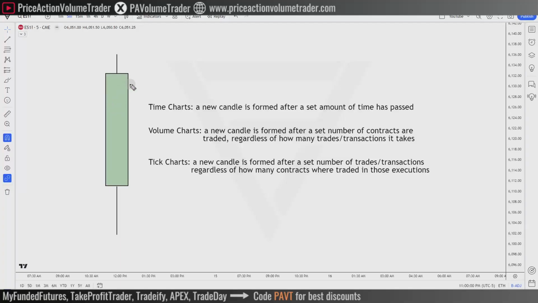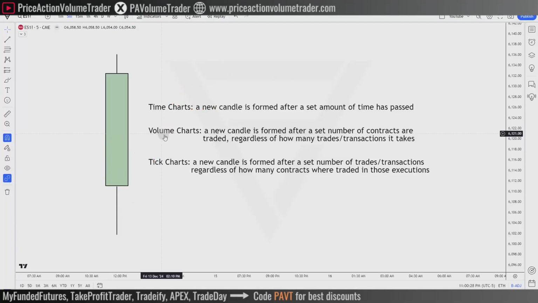So if this is a 5-minute candle, as soon as 5 minutes starts, we open right here. Then it probably went like this. Then it did like this. It went up to this point. And then after 5 minutes, it closed right over here, let's say. So that was the formation of this candle. And then after 5 minutes, we start the next candle, etc.